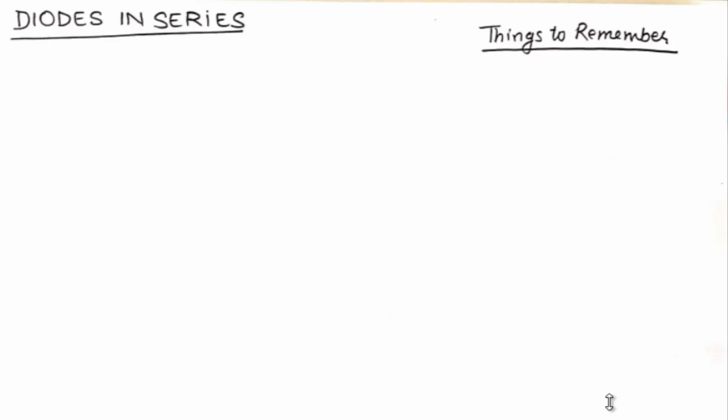This video is intended to be used as a ready reckoner for solving numericals, because in this lecture we are not going to look at the rationale behind the formulas being used. Instead, I'll write down the things to remember to solve these kind of numericals. So let's get started. We'll discuss diodes in series for analog electronics.